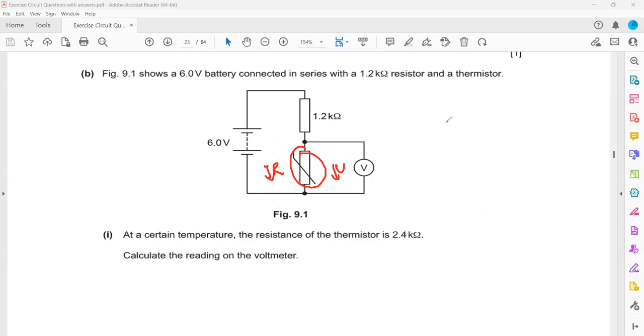And how can R be decreased for a thermistor? Because resistance and temperature of a thermistor are inversely proportional, I should increase the temperature. So when we increase the temperature, the resistance starts to decrease.